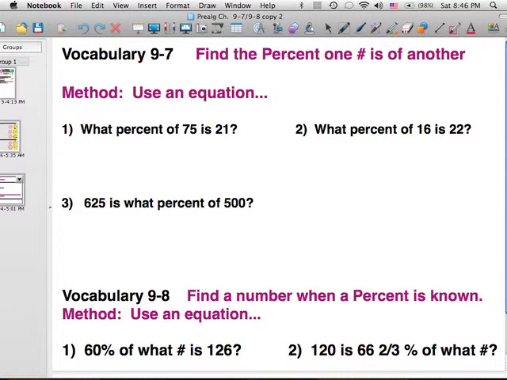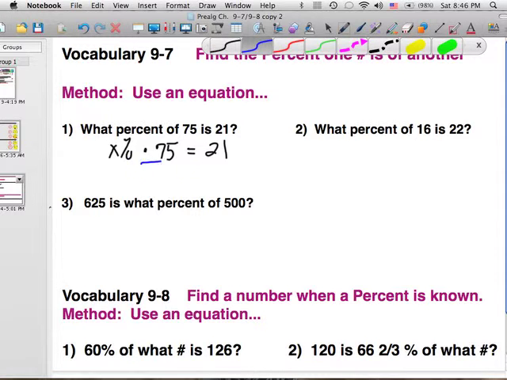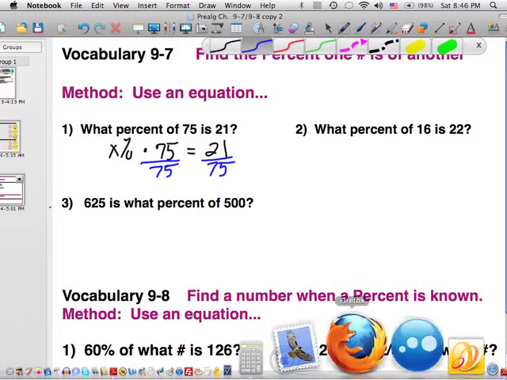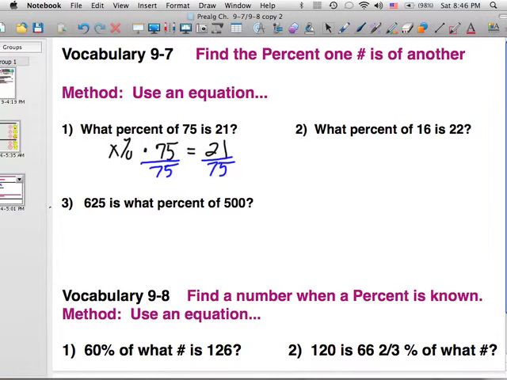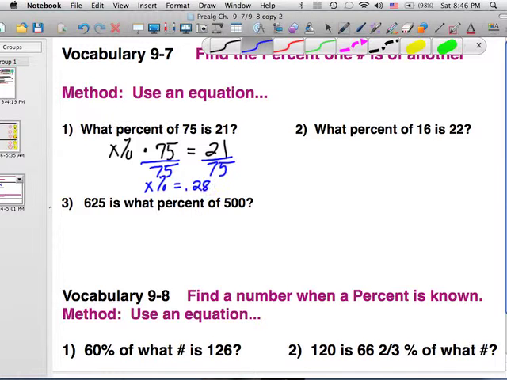So what percent translates to X percent of is the times sign, 75 is the equal sign, 21. So in this problem, we would divide both sides by 75. And using our calculator, 21 divided by 75 gives me the decimal 0.28. So I have X percent equals 0.28. That's the percent equals that decimal. To get to the percent, I move it 2 over to the right. So X is 28%.